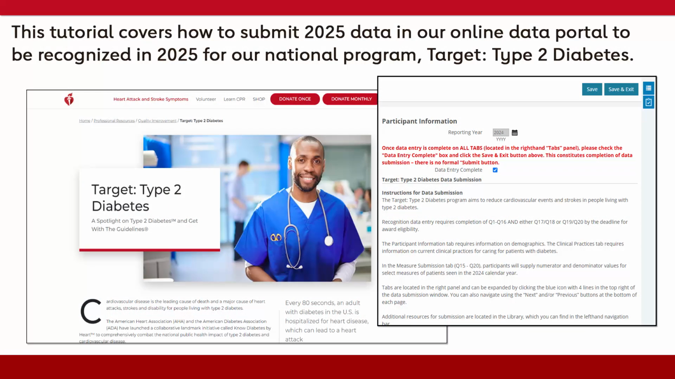This tutorial covers how to submit 2024 data in our online data portal to receive a 2025 Achievement Award for the American Heart Association's Outpace CVD program, Target Type 2 Diabetes.